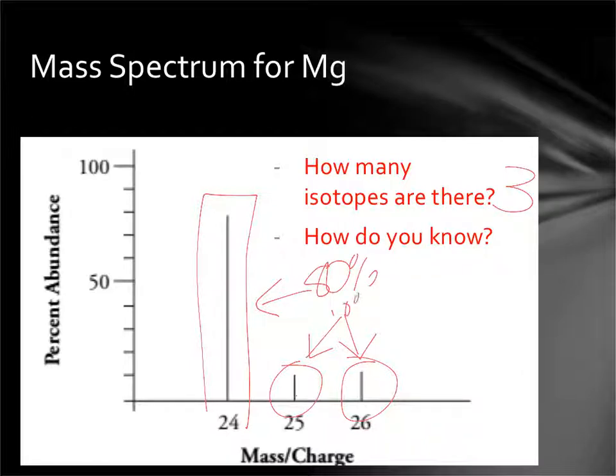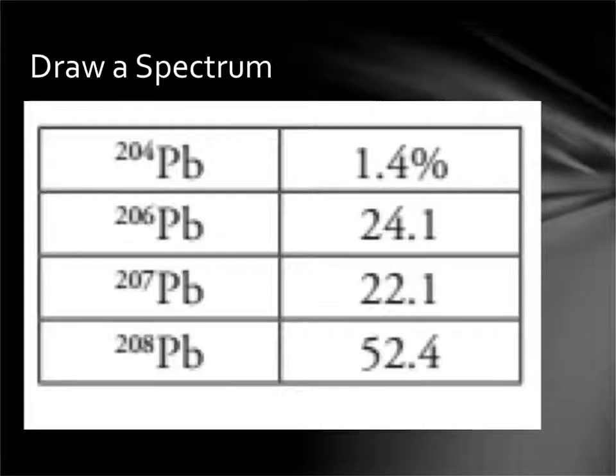So you can guess that the mass of magnesium should be very close to 24 because that's your most prominent one. So it's like if you make a 24 on all your tests, then your average should be really close to a 24, right? Of course, you guys make, what, 104s?